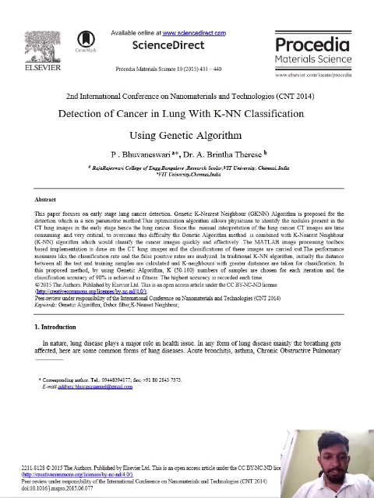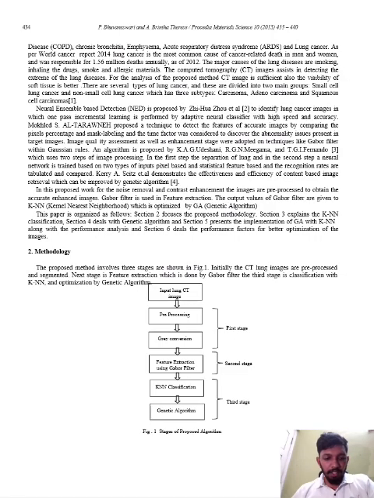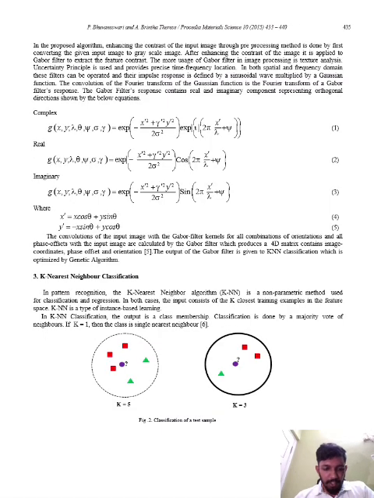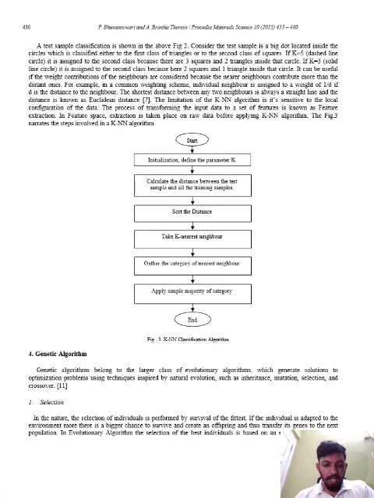Initially, CT images undergo feature extraction using Gabor filters, which are effective for structure analysis. These extracted features are then classified using the KNN algorithm, where GA is applied to optimize the selection of the K sample sets. GA operations such as selection, crossover, and mutation help identify the most accurate set, implemented in MATLAB.